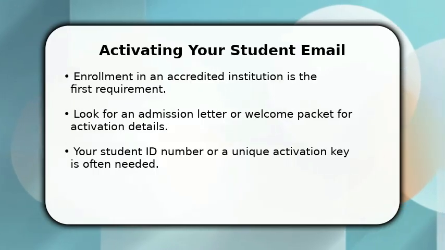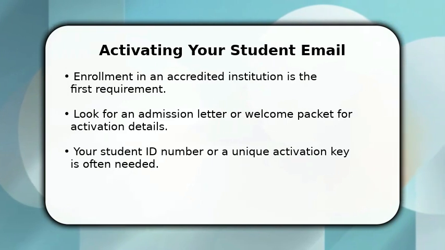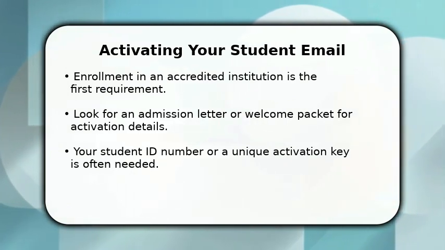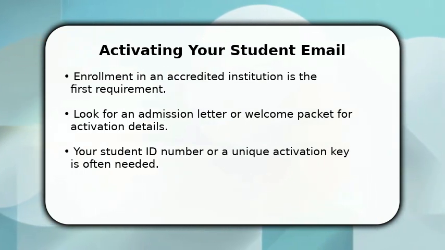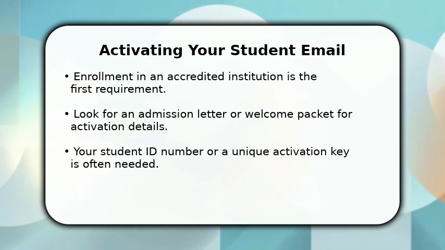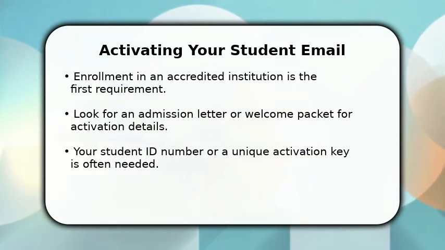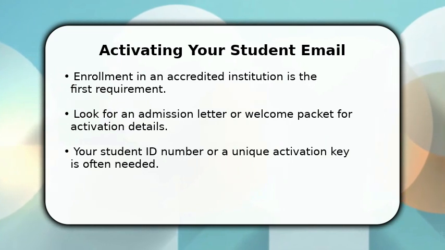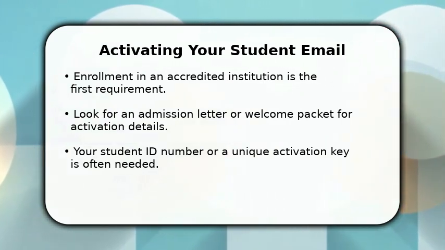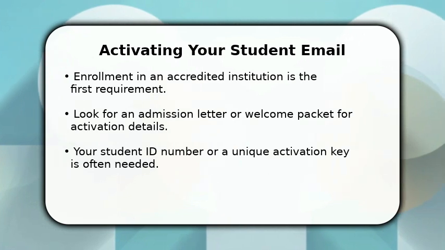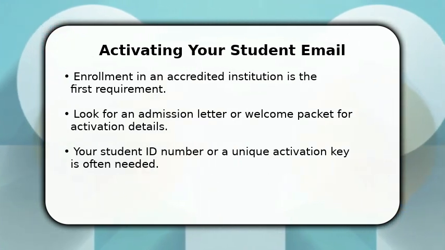In this video, I will explain how to get your student email ID. First, understand that obtaining a student email is directly tied to your enrollment at an accredited college or university. Once you are officially admitted, your institution will typically provide initial details, such as an activation key or your student identification number, in your admission letter or a welcome email. This information is crucial for starting the activation process.